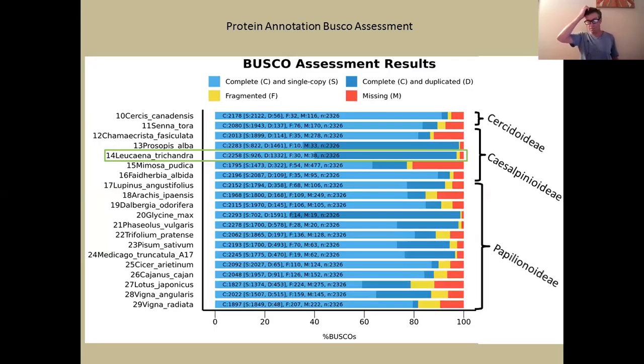Now, I want to go back and just mention that some of you may have noticed there are 2 different colors of so-called complete BUSCO genes. The pale indicates the genes that were present in single copy, and the blue indicates those that were duplicated. And you'll notice that Lucena has a high level of duplication, as does Prosopis and as does soybean. And we know soybean is now a tetraploid, or a paleopolyploid, I should say.